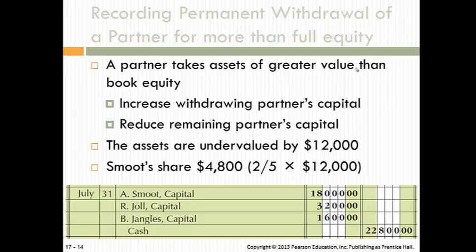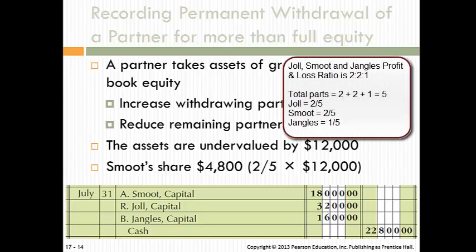In this final example, the partnership has decided not to adjust assets to their fair market value. It's found that the assets are undervalued by $12,000, but instead of crediting the asset account, the remaining partners accept a reduction in their capital accounts. Smoot's share of the $12,000 undervaluation is 2/5 of $12,000. That's his part in the profit and loss ratio. 2/5 of $12,000 is $4,800.